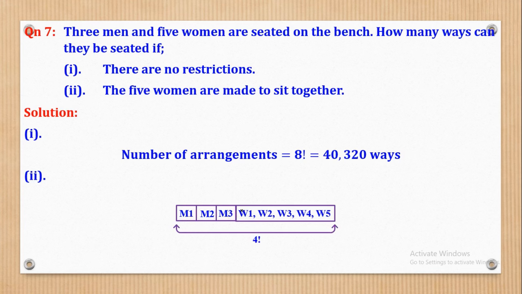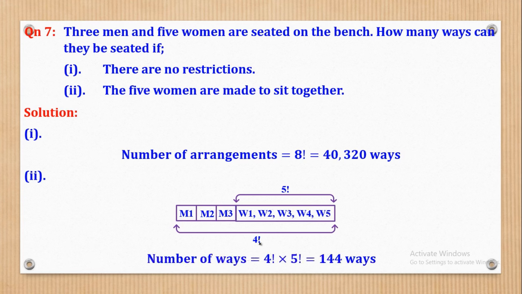But also, among these women, the rearrangements can also be made. And those rearrangements will be 5 factorial, because there is 1, 2, 3, 4, 5. Now, the total number of arrangements will be 4 factorial times 5 factorial, which will be 2880 ways.